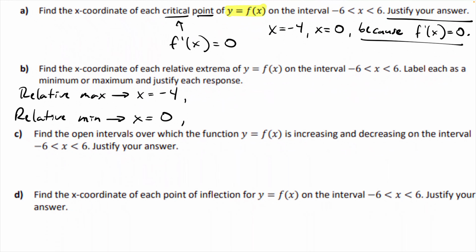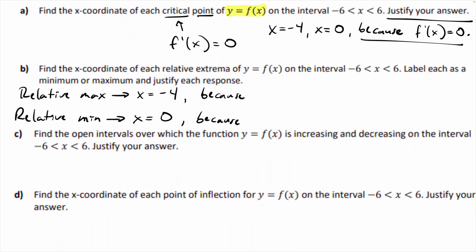Justification. When do you know if you have a relative maximum or a relative minimum? When it goes from increasing to decreasing or decreasing to increasing? When the slope changes from positive to negative or vice versa, right?